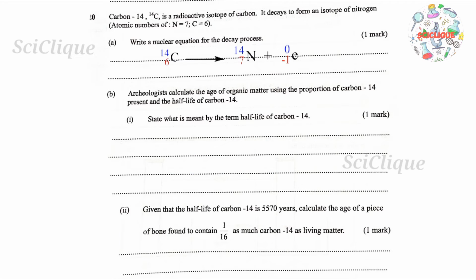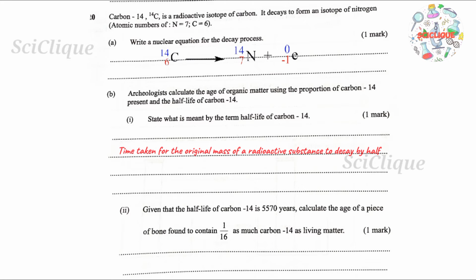Part B. Archaeologists calculate the age of organic matter using the proportion of carbon-14 present and the half-life of carbon-14. Roman 1. State what is meant by the term half-life of carbon-14. Half-life refers to the time taken for a radioactive isotope to decay or to break down to half of its original mass.